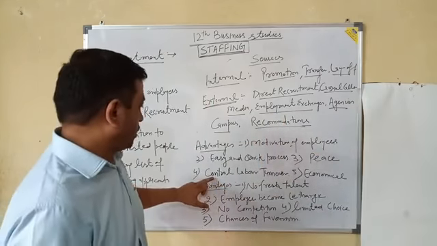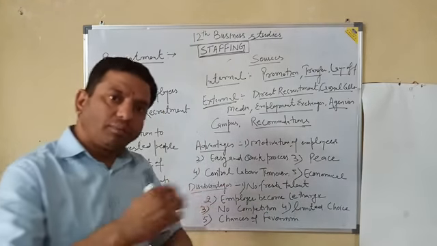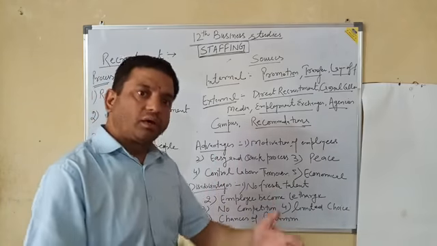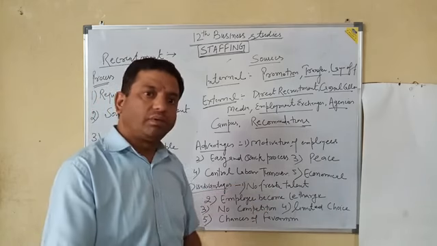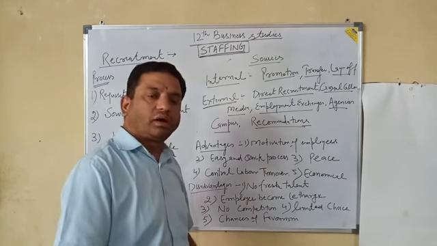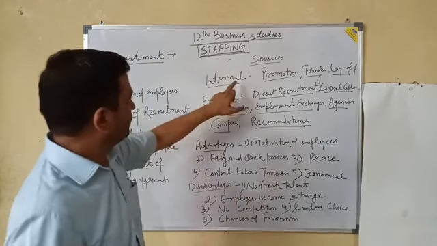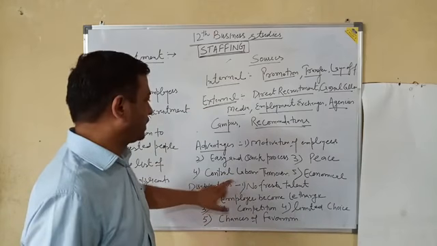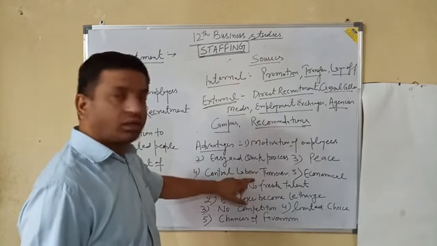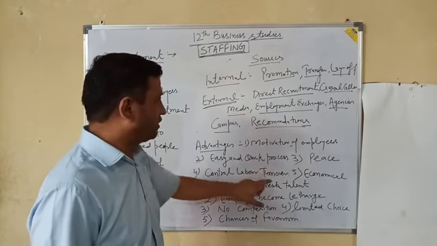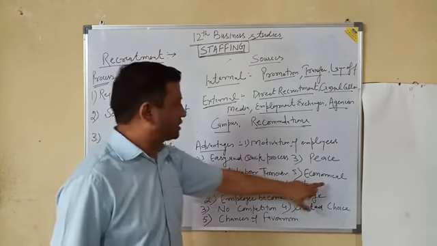Then control of labor turnover. What is labor turnover? When the employees of the company keep on coming and going, it is called labor turnover. Employees leave the job, new employees come, he leaves the job, again a new one is appointed. If you follow the internal, then labor turnover may be under control. But if you follow the external, labor turnover will be really high. Last is economical. Internal is economical, while external is not economical.